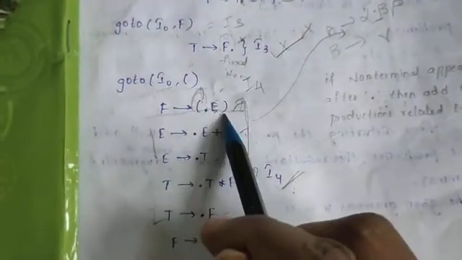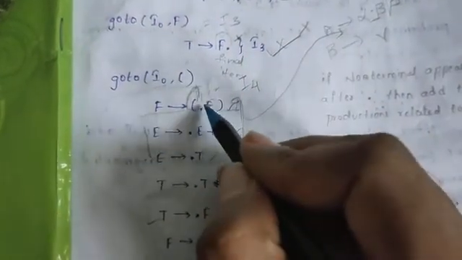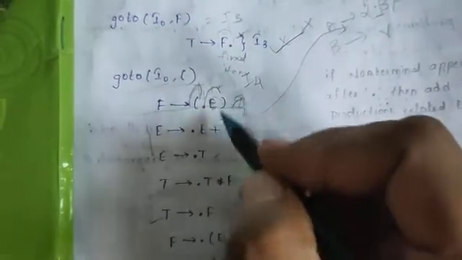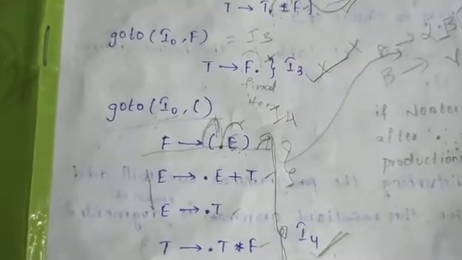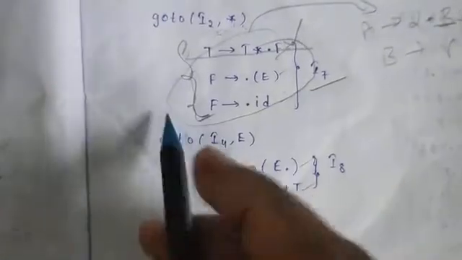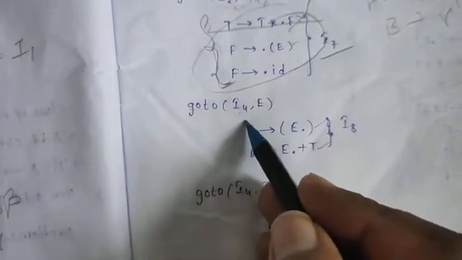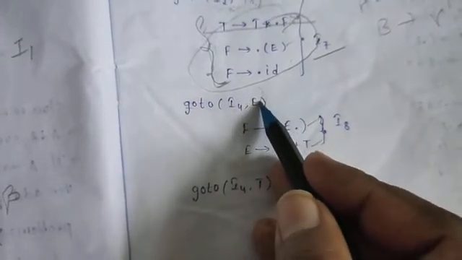In I4, the first production is nothing but E, where the dot is moving from E. Any production like that, these two productions, the dot will be moving over E. For that reason, take these two into the next production, that is nothing but goto(I4, E). Here in I4, the dot is moving over capital E.